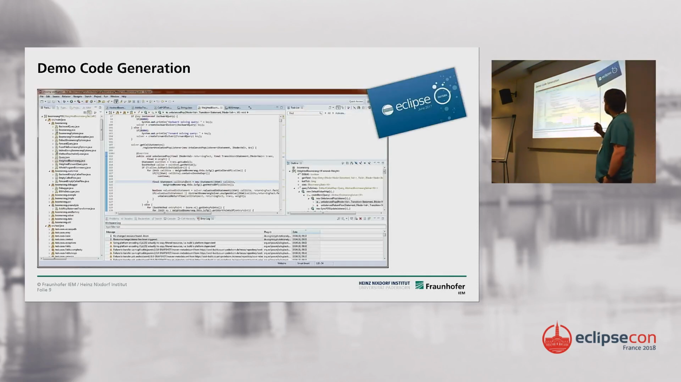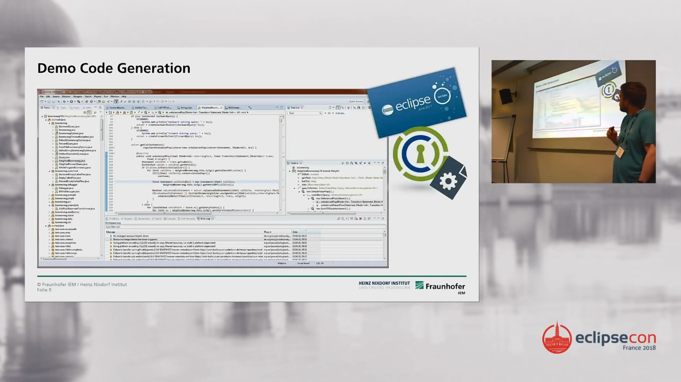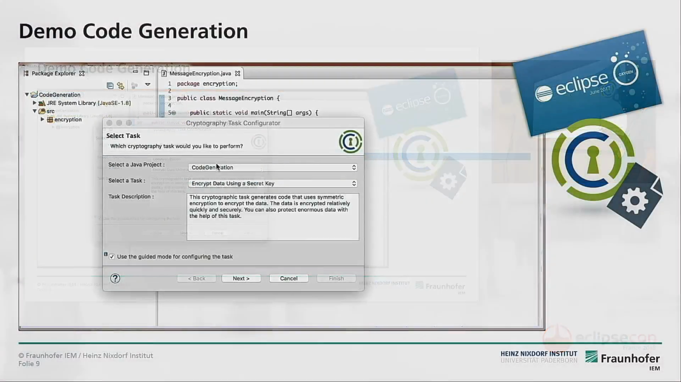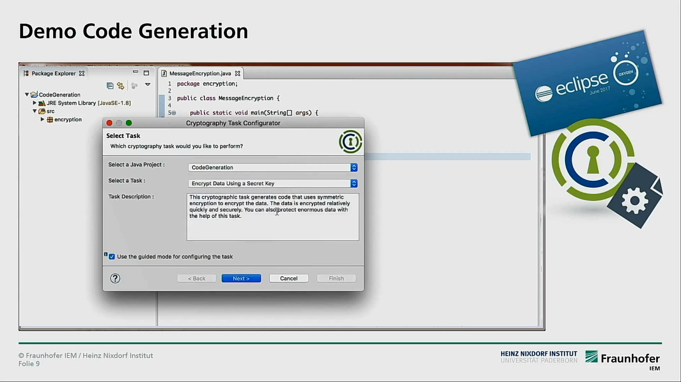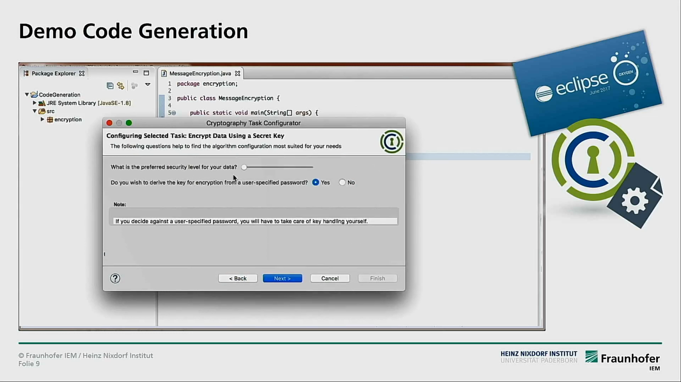Before we move on, let's now have a short look at how this actually works. So this is the screen that I mentioned. Here you have to select your cryptographic task. As I said, like establish a secure connection or securely archiving files. Once you have selected one task, you also get a short description, so you understand a bit better what this task is actually doing. When you hit next, CogniCrypt will ask you these questions.